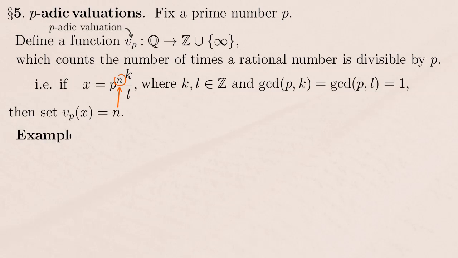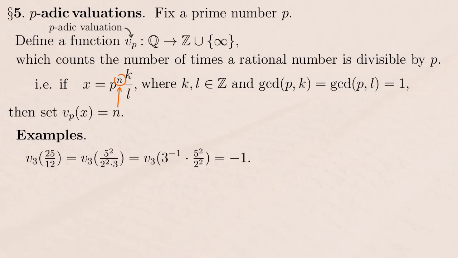So for example, v3 of 25 over 12 asks how many times the number 25 over 12 is divisible by 3. Let's factorise the top and the bottom of this fraction into prime factors. So 5 squared over 2 squared times 3. Now let's pull out the factor of 3 from the bottom, so it's 3 to the minus 1 times 5 squared over 2 squared. So the three-adic valuation of this is just this power, minus 1.